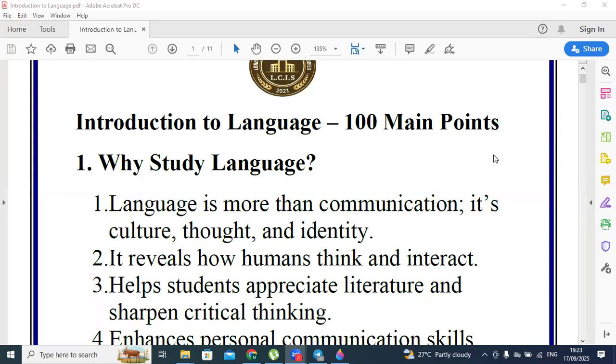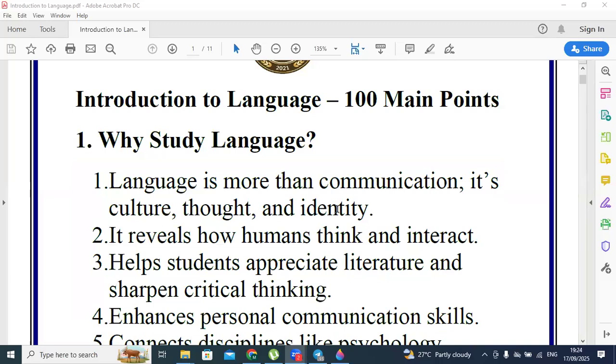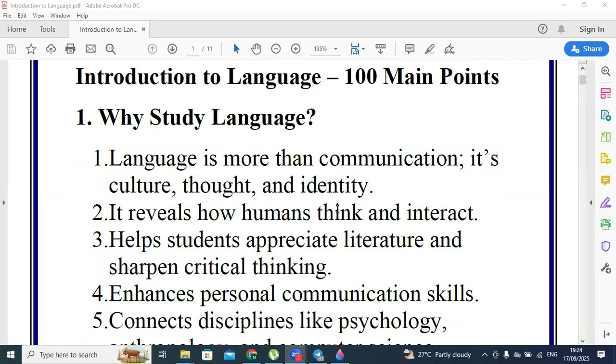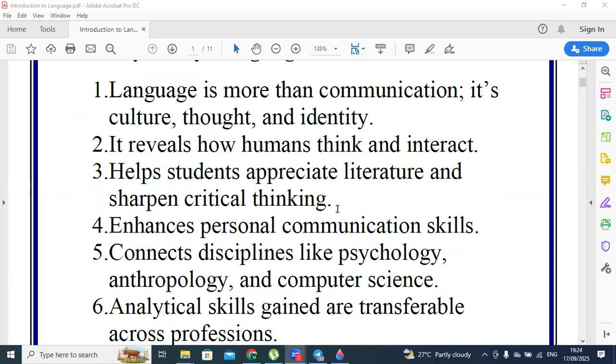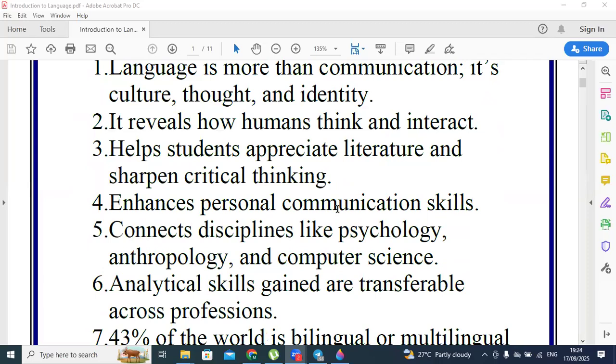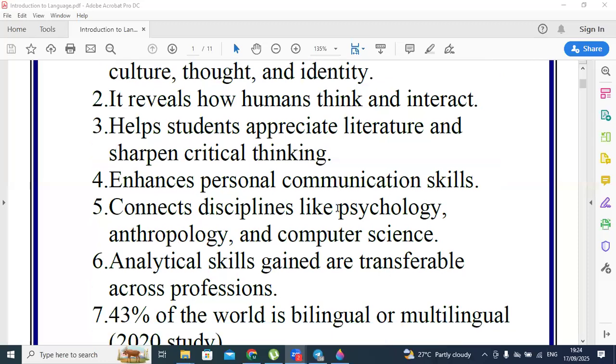Why study language? Language is more than communication. It's culture, thought, and identity. It reveals how humans think and interact. It helps students appreciate literature and sharpen critical thinking. It enhances personal communication skills. It connects disciplines like psychology, anthropology, and computer science. The analytical skills gained are transferable across professions, which means jobs.